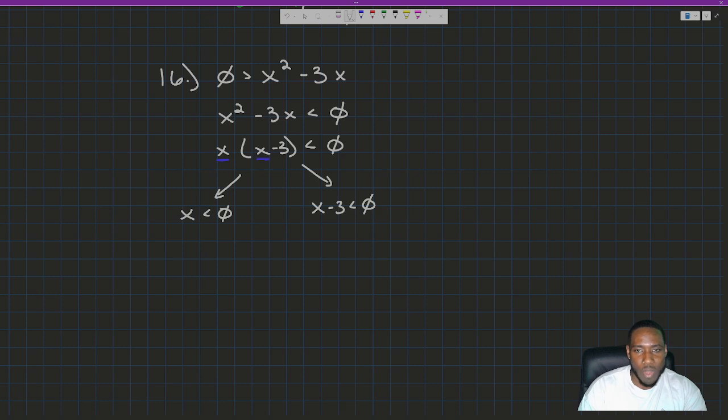This tells us that one of our x-intercepts, our solutions, our roots, is 0. The other one, we're just going to do a quick bit of work, adding 3 to both sides.